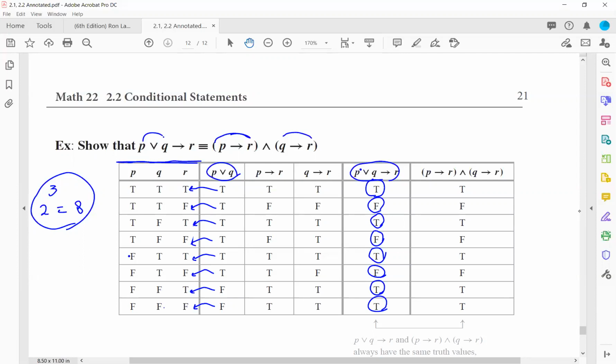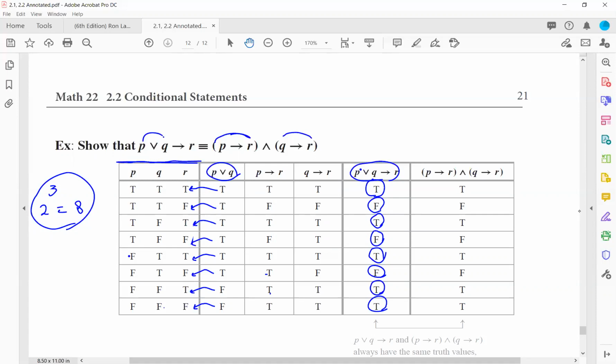Now for the right-hand side compound statement, first we have to form P then R, Q then R, then combine them using the AND operator. Perfect. P then R: true then true, true. True then false, false. True then true, true. True then false, false. False then true, true. False then false, true. False then true, true. False then false, true.